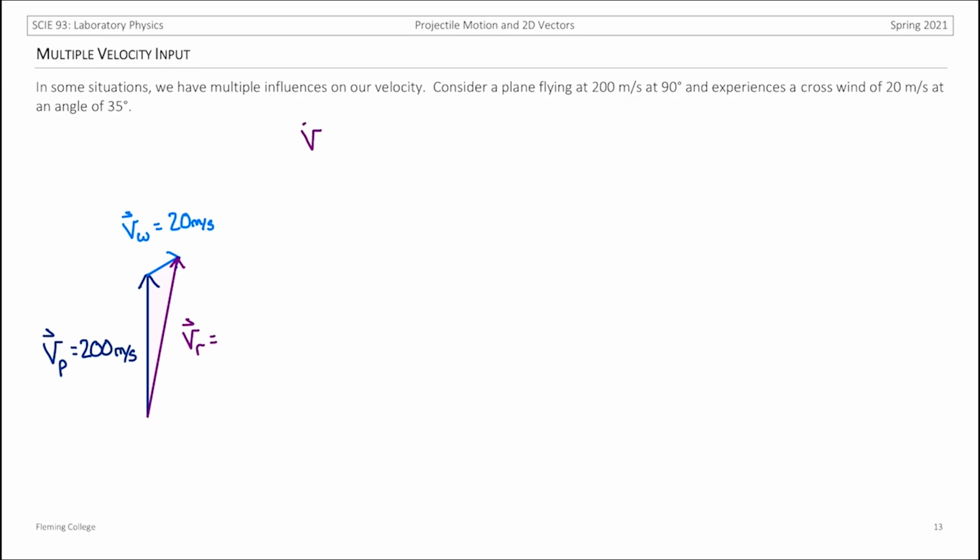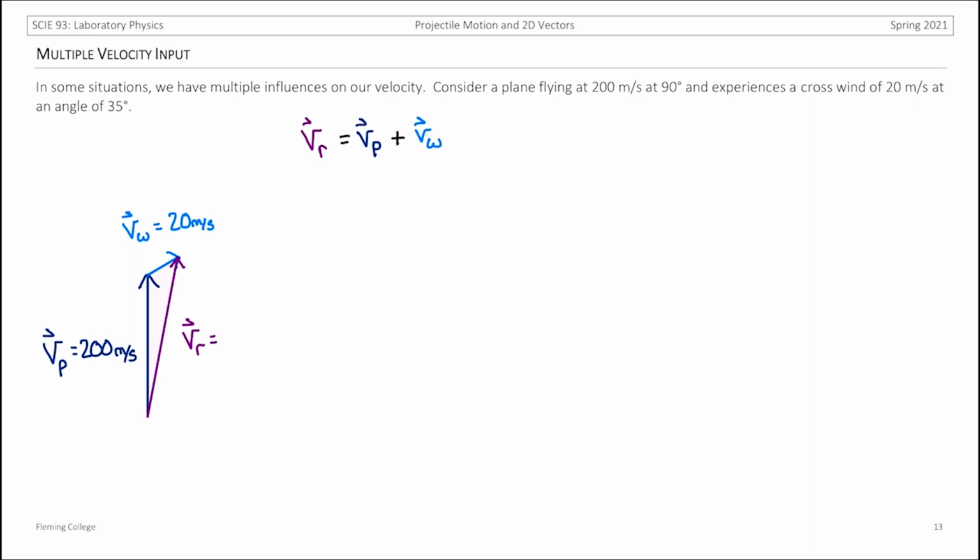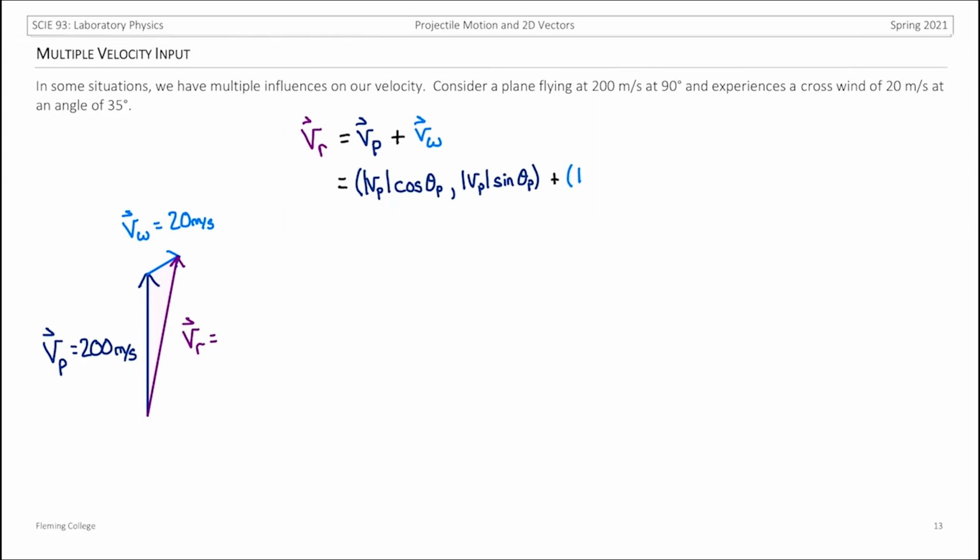Algebraically, that means that the velocity resultant will be equal to the vector addition of the velocity of the plane and the velocity of the wind, which means we need to decompose both of these vectors. So we'll break the plane's velocity down using the magnitude of its velocity and the cosine of the plane's direction for the x component, and the magnitude of the velocity and the sine of the plane's direction for the y component. We'll do the same thing for the wind's vector.